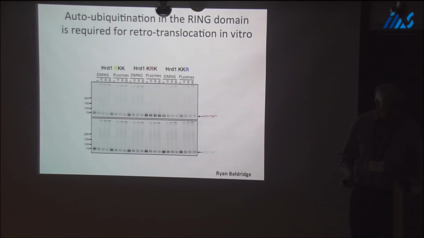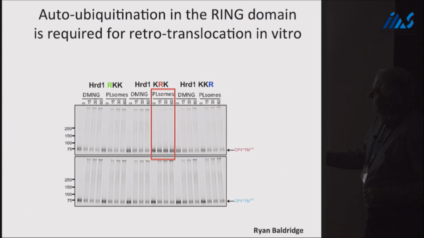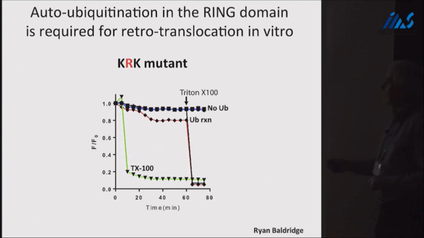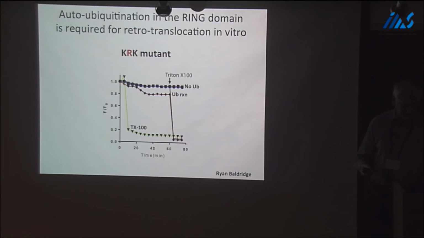So in this experiment, you can see that if you have a mutant in which the ring finger domain cannot be ubiquitinated, you need lysines, so it doesn't work with arginines. In this case, we don't see the ubiquitination reaction going with this mutant. And also in this other assay that I mentioned with the quenching by the antibody, you don't see this quenching going on with a mutant that cannot be ubiquitinated in the ring finger. So it seems that the ring finger autoubiquitination is required to open the channel to allow retrotranslocation.